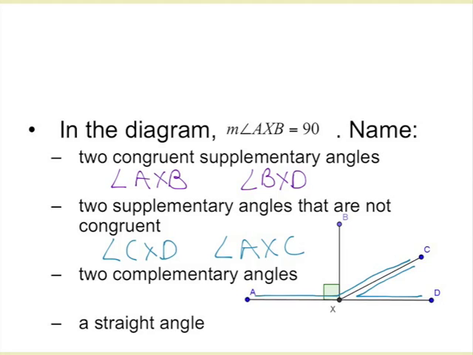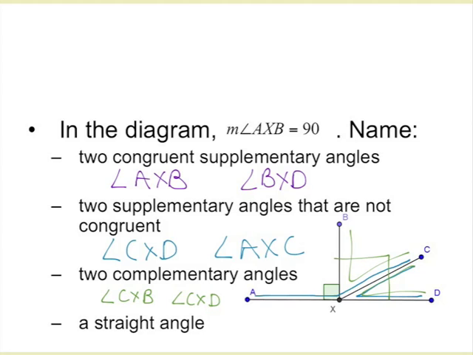The next question asks for two complementary angles. What does complementary mean? Add up to 90. So where are two angles that add up to 90? CXB and CXD. The two angles that are over here. Because we said in the first part that that whole corner has to be 90.